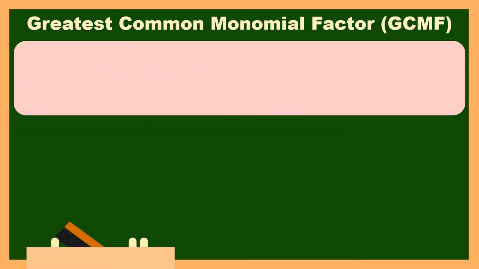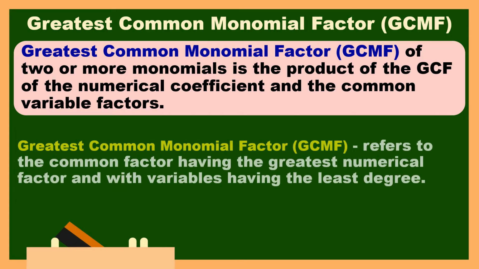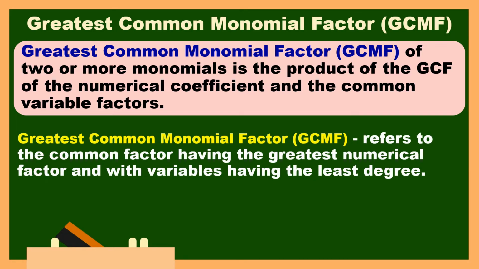What is greatest common monomial factor? The greatest common monomial factor, or GCMF, of two or more monomials is the product of the GCF of the numerical coefficient and the common variable factors. It also refers to the common factor having the greatest numerical factor and with variables having the least degree. Ang GCMF po ay ang product ng GCF ng ating numerical coefficients and the common variable factors. Ito din po ay merong variables na may pinakamababang degree o yung exponent.